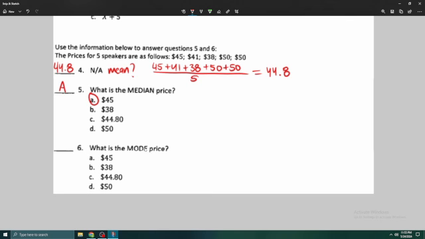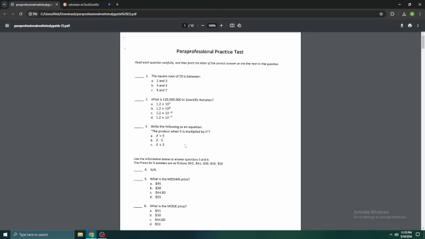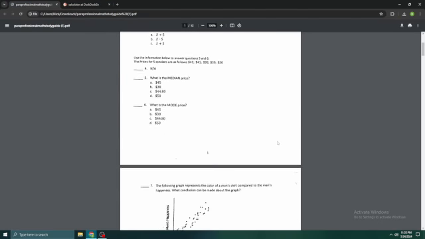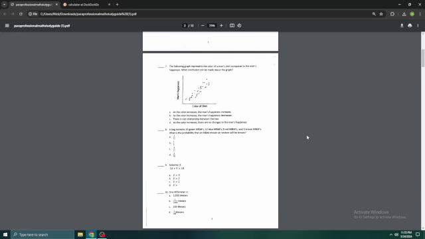The mode is easy. Think of the mode as which one happens the most, right? So clearly we can see that there's two 50s, right? So that one's pretty simple. So these ones are kind of just a memorization game. It's a little bit difficult, but it's not too bad. So let's find the next few. Let me zoom out a little bit more.